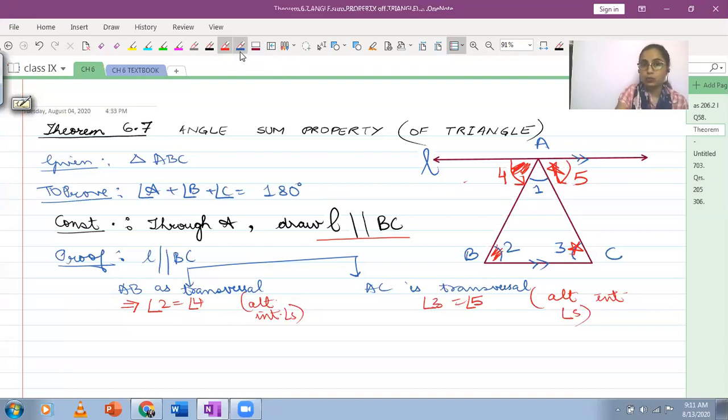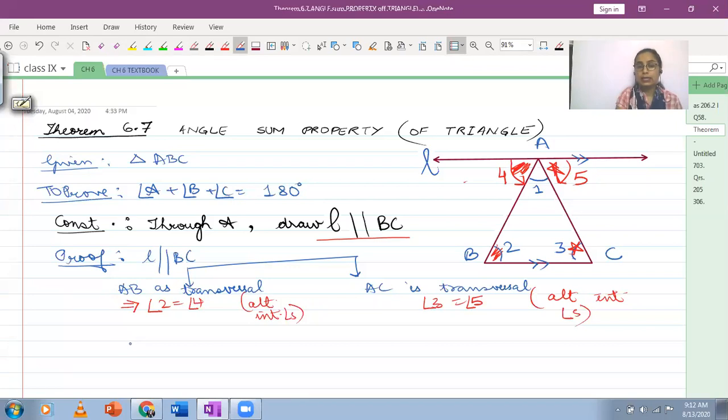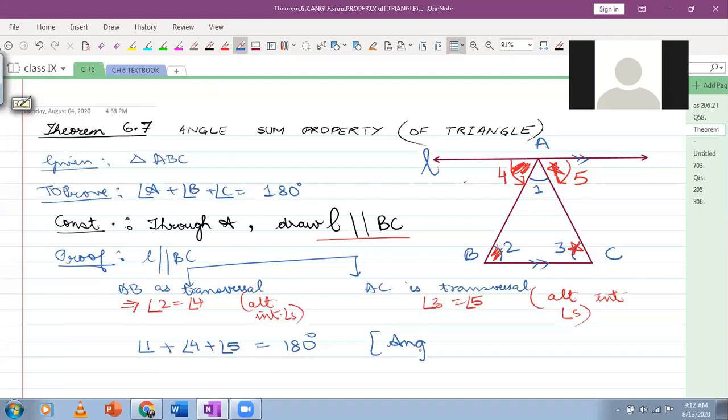What else can I use here in my question? Angles on a straight line. That's right. Since L is a line, I can say that the sum of angle 1, angle 4, and angle 5 is 180 degrees. These are angles on a straight line.